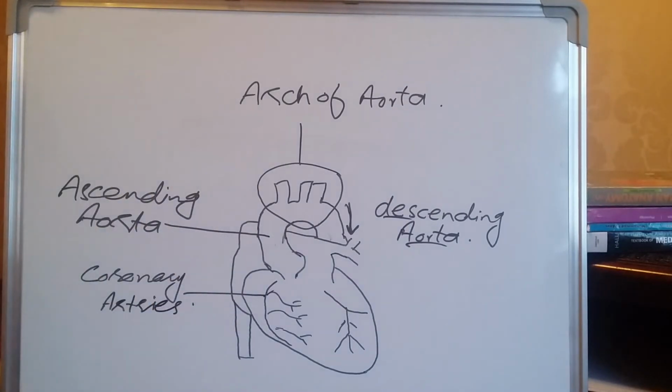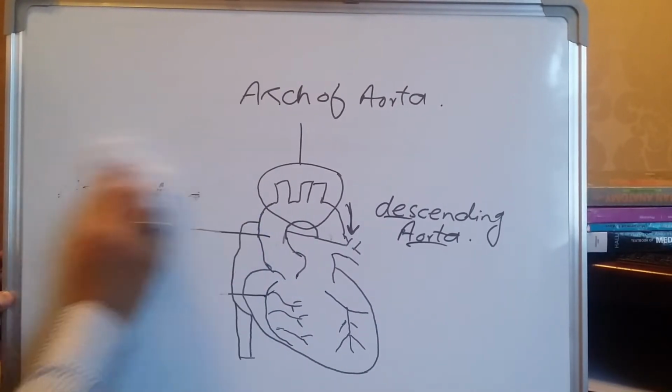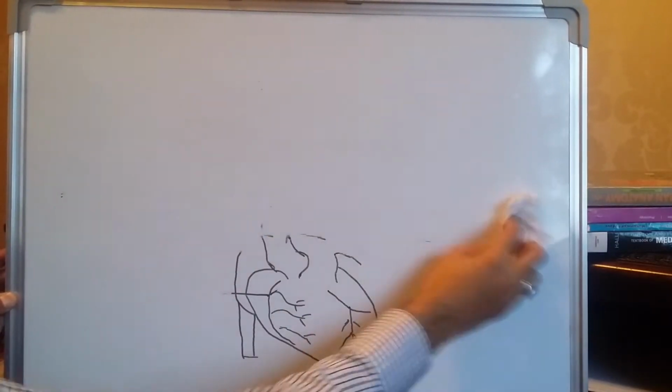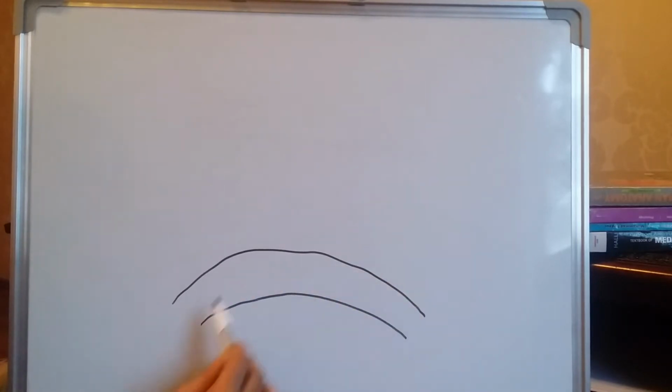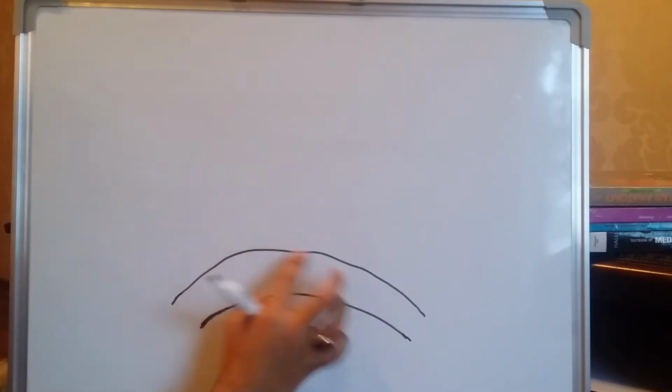So first we will discuss the branches which mainly originate from the arch of the aorta. For this purpose, I will draw the arch of the aorta separately. For example, this is the arch of the aorta. The arch of the aorta mainly gives three main branches, three main trunks.